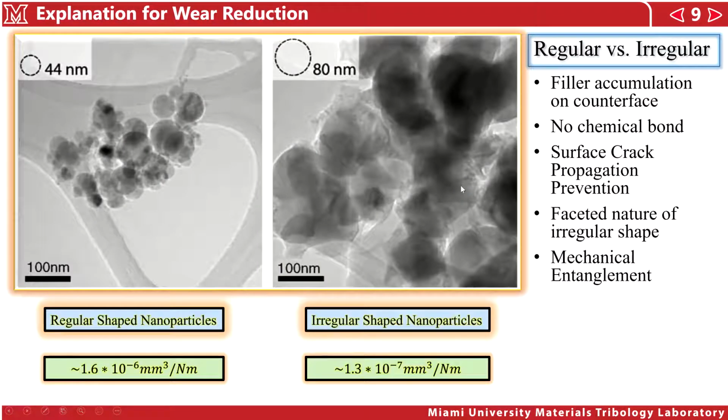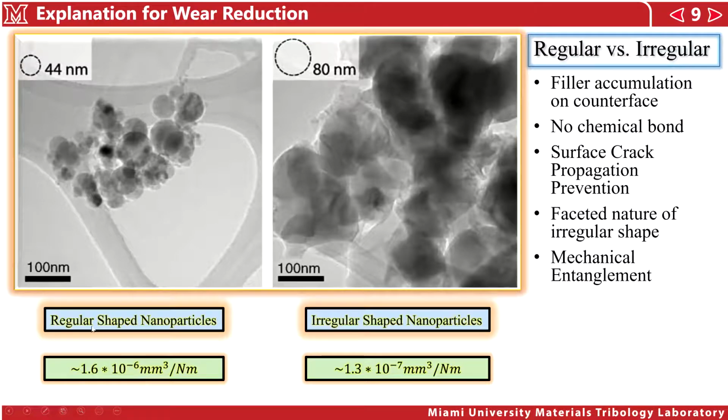Now, this group suggests another mechanism that is involved. Before I talk about that, we'll look at the wear rates even a little bit more carefully. The regular shaped nanoparticles have a wear rate of about 1.6 times 10 to the negative 6. Now, in this study, they did not actually report this wear rate because they didn't study the wear of regular shaped nanoparticles. This value was obtained from another study, and that study is basically the next topic, the filler concentration topic, which I'll be talking about next. That research group provided this value.